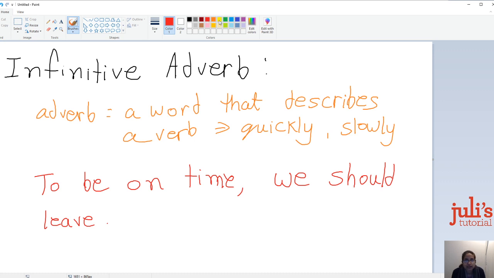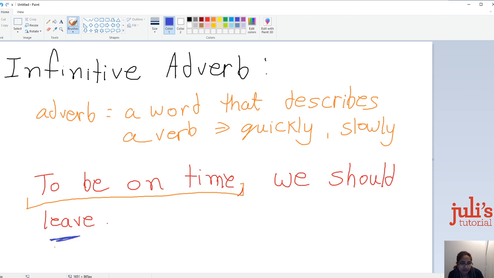And the infinitive phrase, as you have anticipated probably, is to be on time. It starts with to, and it's to be on time. It's the infinitive phrase, and the infinitive phrase is acting as an adverb here. And it's modifying what? It's modifying this verb.